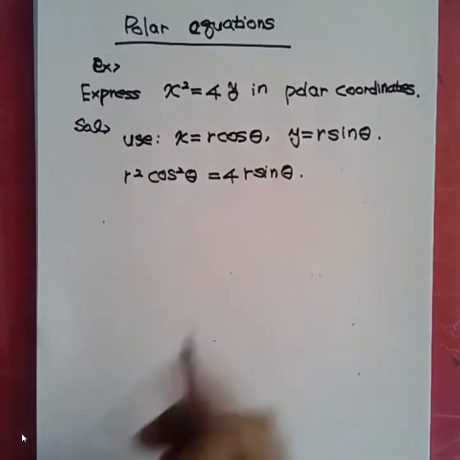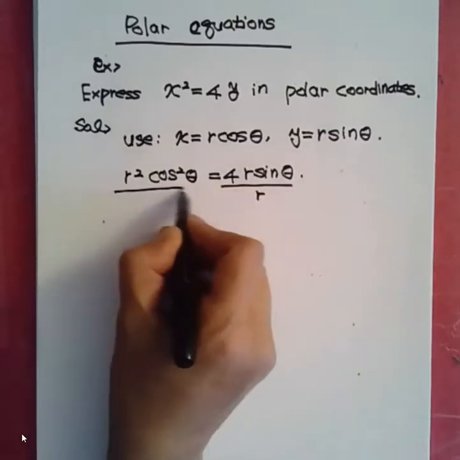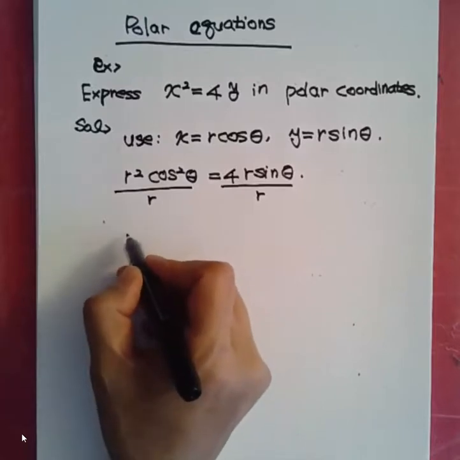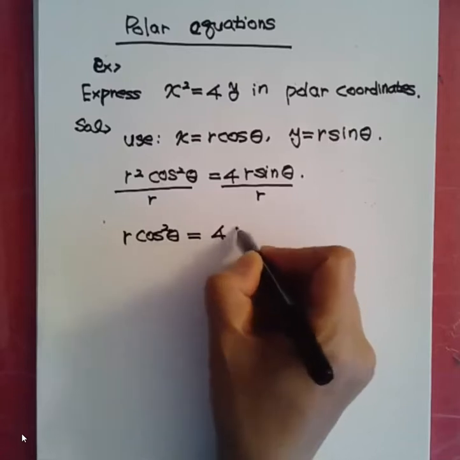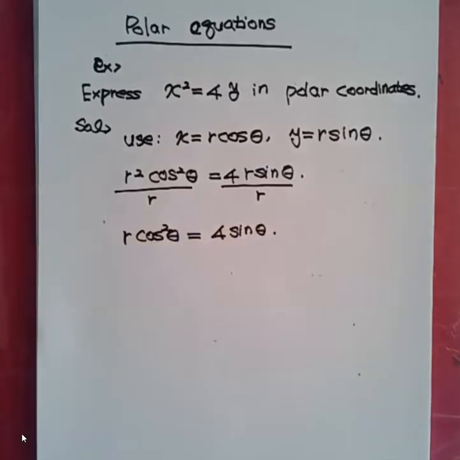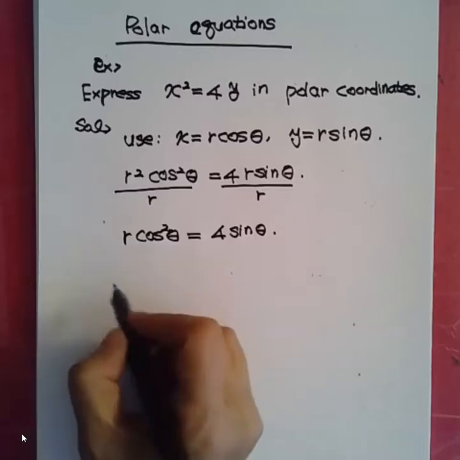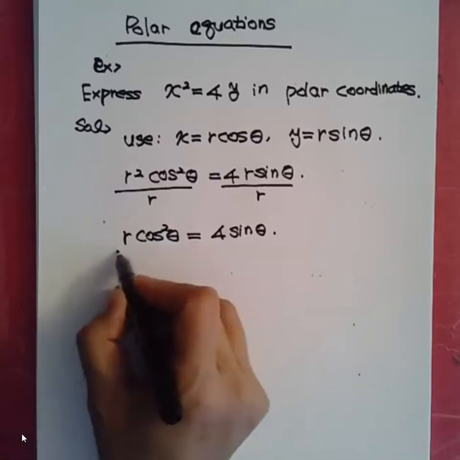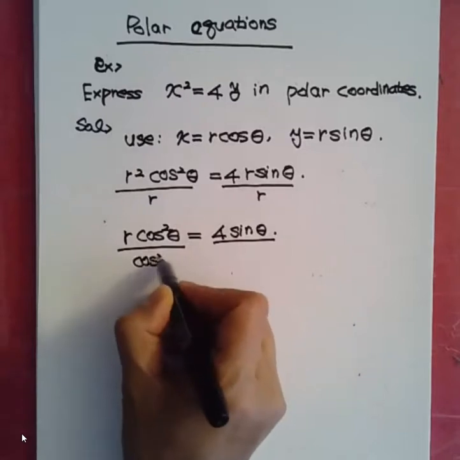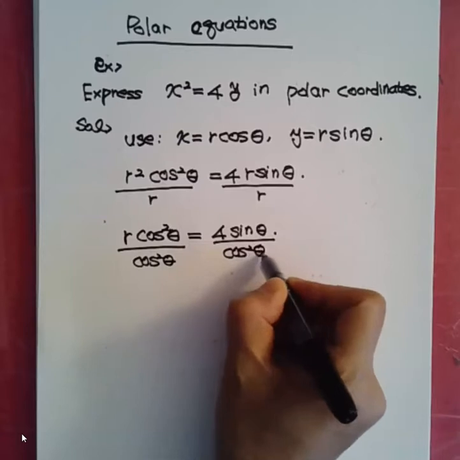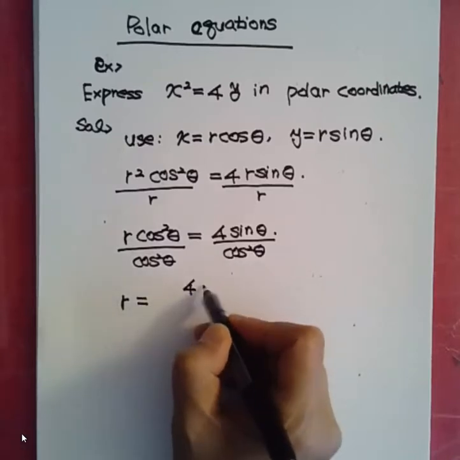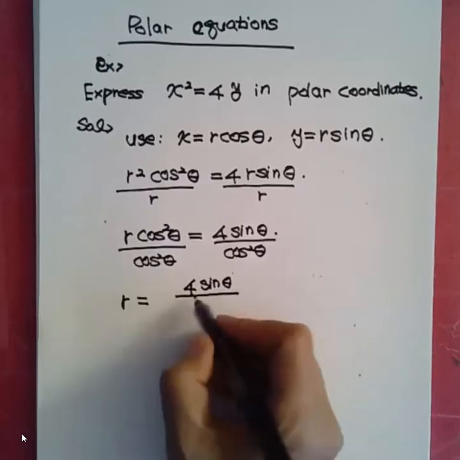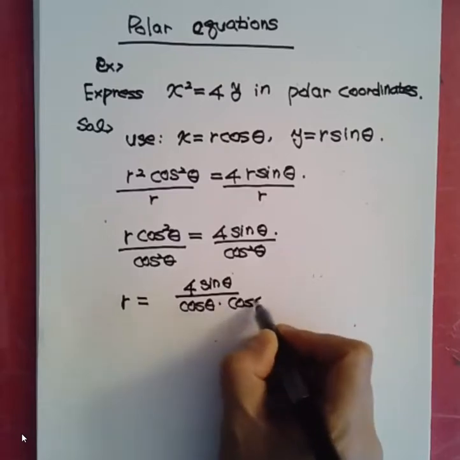We want to simplify the equation by dividing by r on both sides. Then the left side will be r cosine squared of theta equals 4 sine of theta. We want to solve for r for the polar equation. To do that, we will divide by cosine squared on both sides. Then on the left side is r and right side is 4 times sine of theta over cosine of theta times cosine of theta.